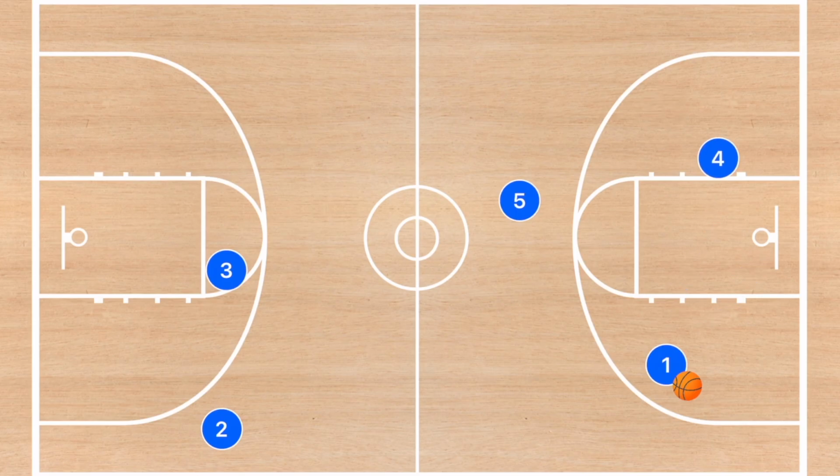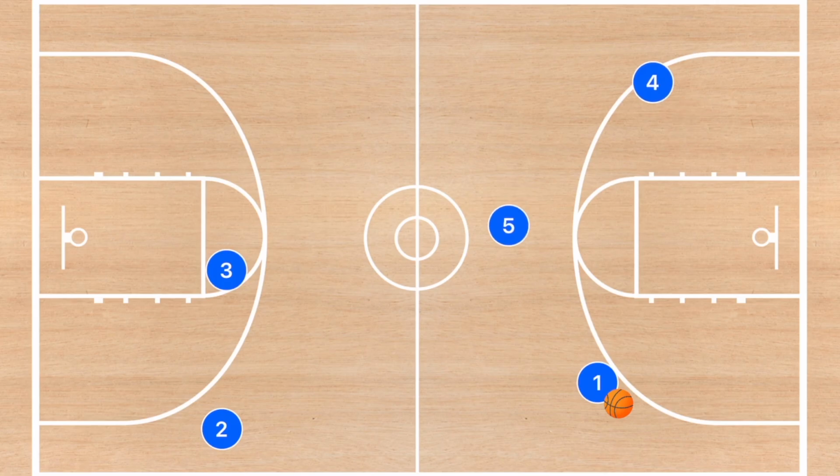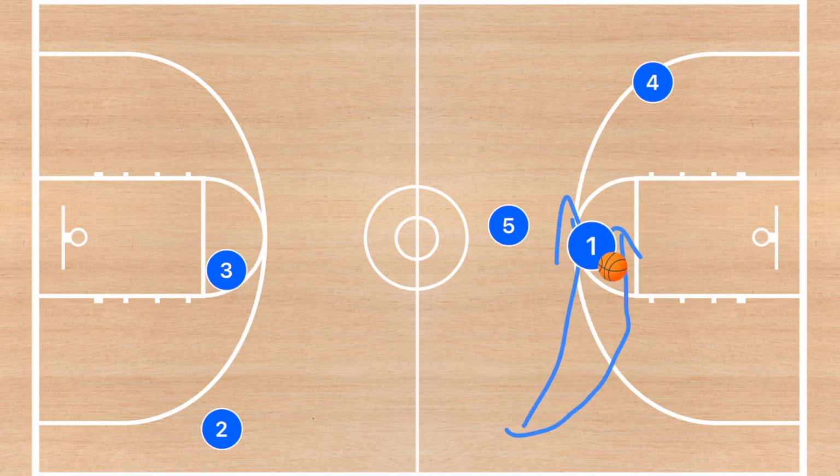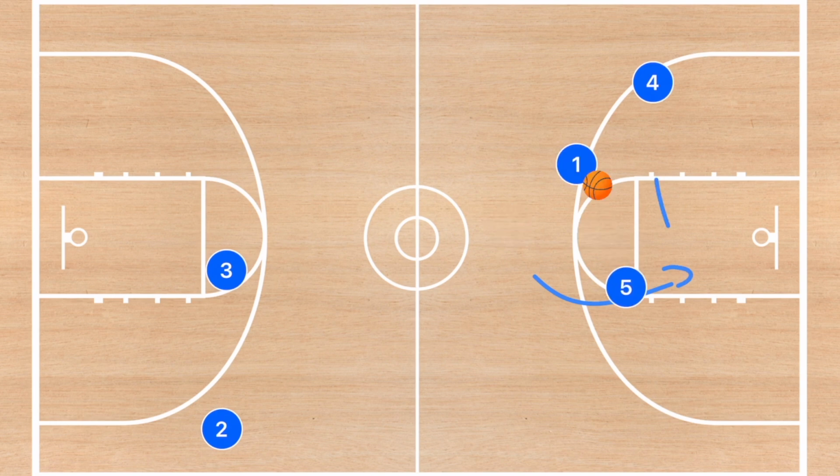These are all options. But another option that is very popular, especially at the NBA level, is to have player 1 cut across the free throw line or cut across the three-point line. And by cutting across and player 5 cutting behind him, now that's taking the defense this way, and he can then pass to player 5 for the layup.